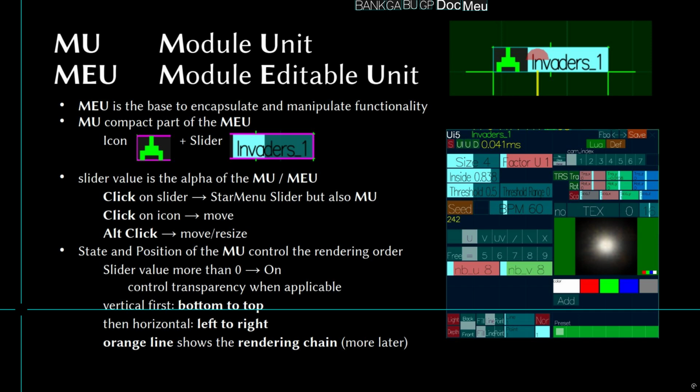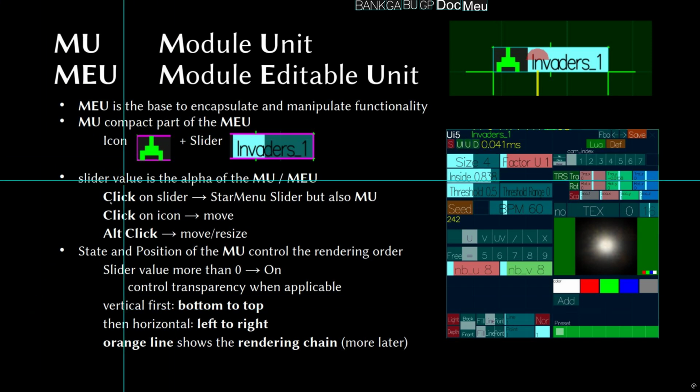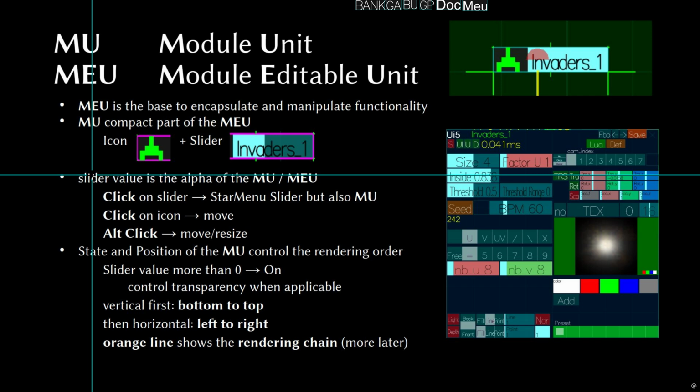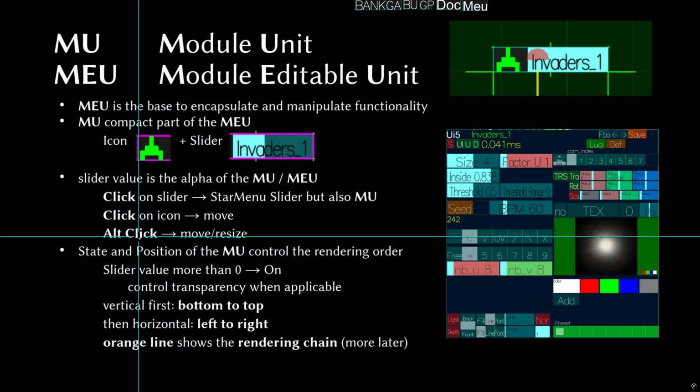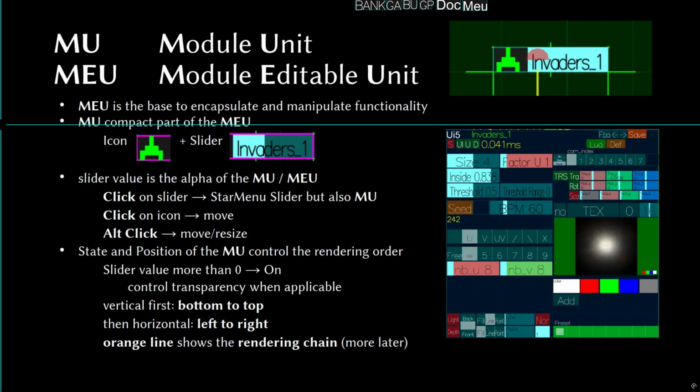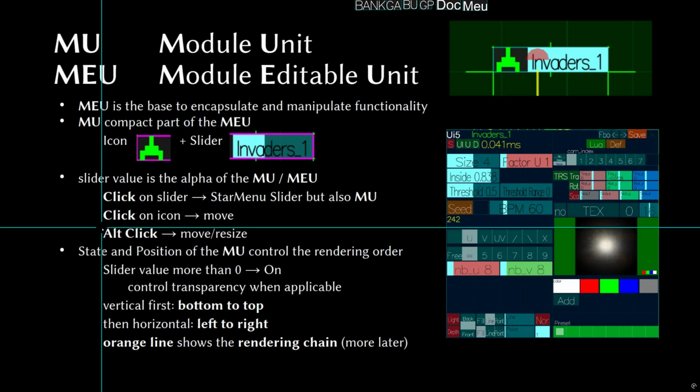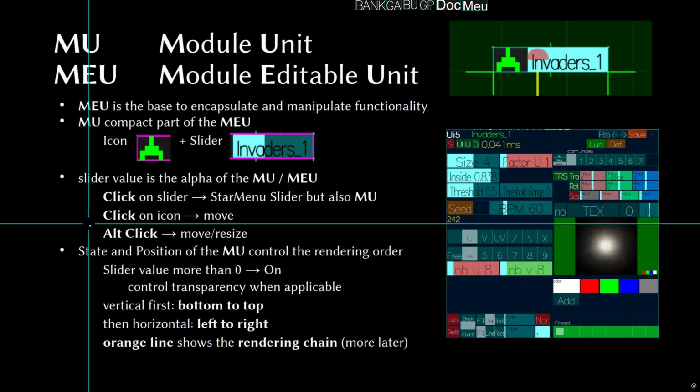An MEU is a module unit that encapsulates something. And its counterpart is a module editable unit. So in fact, an MEU is a base to encapsulate and manipulate functionality. Here, for example, on the right side, you have an example of an inviter MEU with its interface. And there is a compact representation symbolizing the MEU.